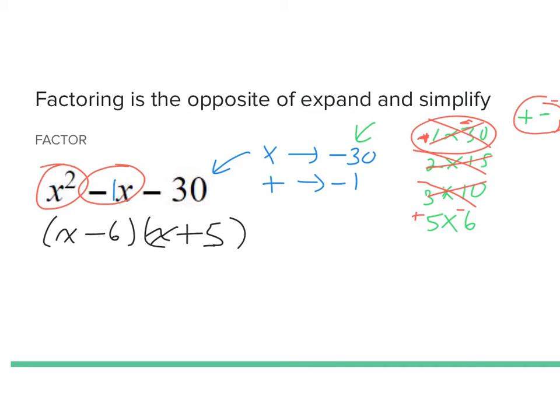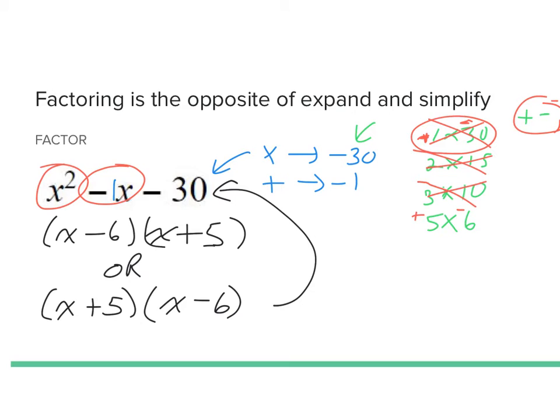Now, I always get the question, does it matter where the -6 and the +5 go? And it doesn't. You could have totally written it like x +5 and x -6. It doesn't really make any difference. Either one of those is fine, because when you apply your distributive law and multiply it out, expand and simplify, you will still end up with that no matter which form you have it.